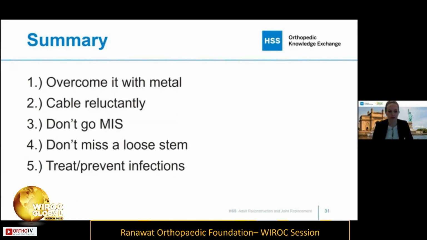So in summary, overcome it with metal. I think using cables when you fix these should be done very reluctantly. Whenever you can get screws around a stem, you should. I make a big incision and don't go minimally invasive. I try not to miss a loose stem because that can be really catastrophic, and treat and prevent infections whenever possible.